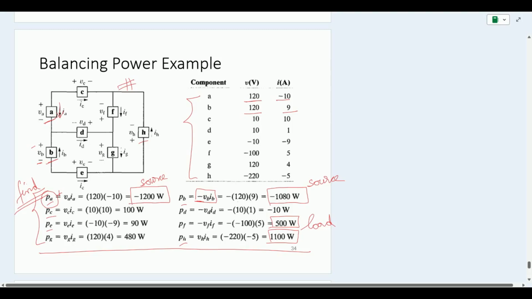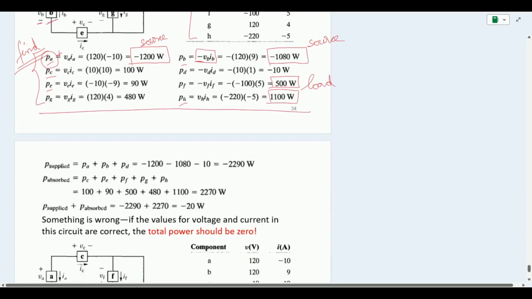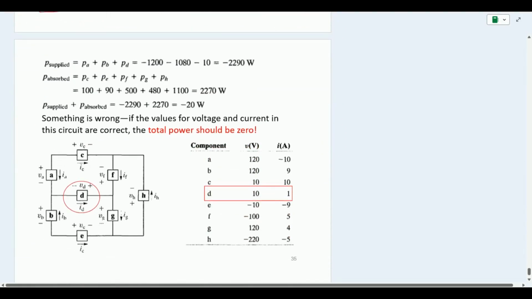Now, once you have figured out all the power levels, you are asked to find whether the system is balanced or not. So in order to find the balanced system, we basically take the sum of the supplied power and the absorbed power, which means that all the negative elements are taken as one group. So here we get the supplied power of minus 2290 watts, and the absorbed power comes out to be 2270 watts. So the total power is showing a difference of minus 20 watts.